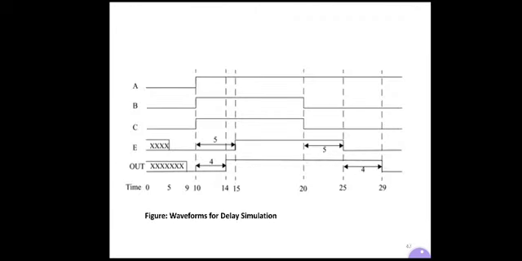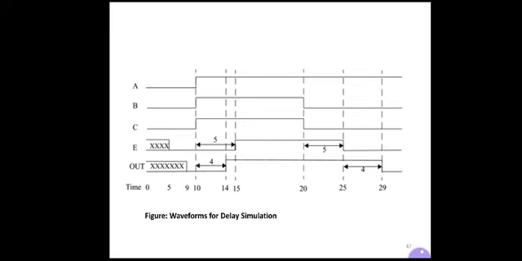Second combination, #10: A is equal to 1, B is equal to 1, C is equal to 1. Here the input changes after 10 time units. See the timing is specified at the bottom: 0, 5, 9, 10, 14, 15, etc. All this is the timing. So observe at the 10th time unit, A, B and C all are changed to 1. The value of A is transitioned from 0 to 1, B is also changed from 0 to 1, C is also changed from 0 to 1.